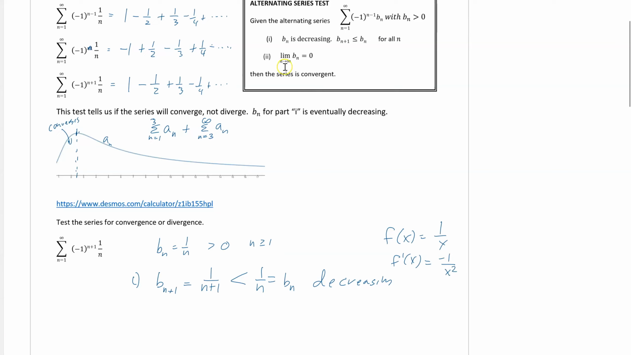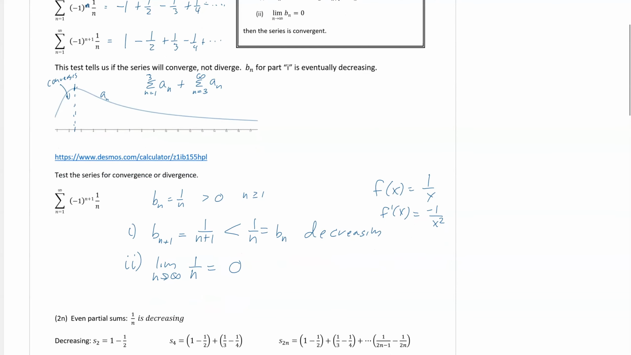All right, so now we just need to show that the limit as n approaches infinity of our b sub n is equal to 0. And that's very quick because that's our definition, 0. So if you notice, the 1 over n, by the way, is a harmonic series, which we showed earlier was divergent. But making it an alternating series means that it is convergent.